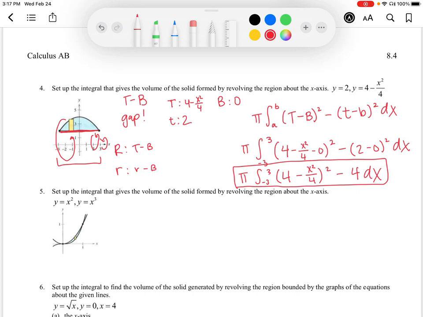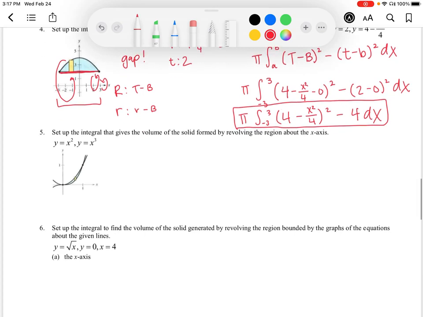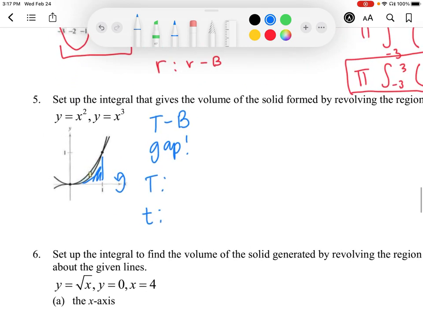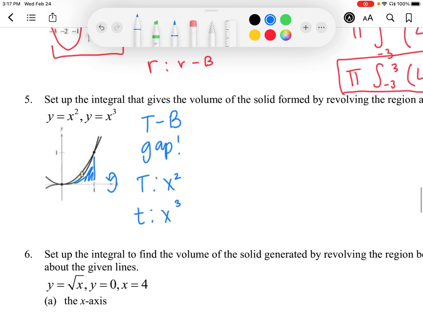And let's do another one here. So if I'm looking at number 5, once again, we're revolving around the x-axis, and notice that there's this gap here. So we are going to do top minus bottom. There is a gap. So I need the big top and the little top. So if I'm looking at this, the big top is just my x squared, and the little top is the x cubed. It's kind of hard to tell because they intersect pretty closely, but that's what our big top and our little top is. And then we're going from 0 to 1.